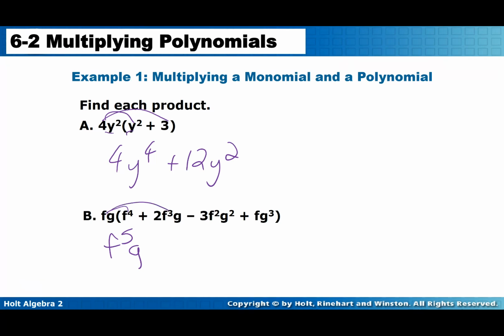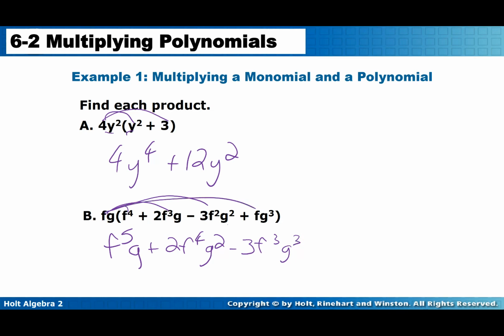All right, let's distribute the next. Fg times 2f to the third g. So that's 2 still there. But f and f to the third is going to make f to the fourth. And then g and g is going to make g to the second. All right, so next one, fg times -3, f squared, g squared. So still got -3, not multiplying that with anything. F and f squared is going to make f to the third. G and g squared is going to make g to the third.